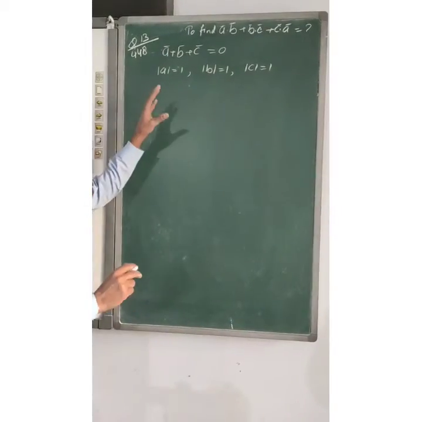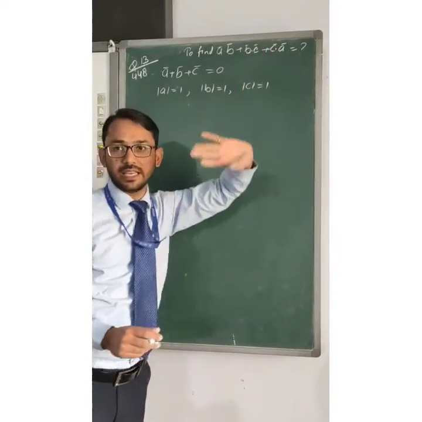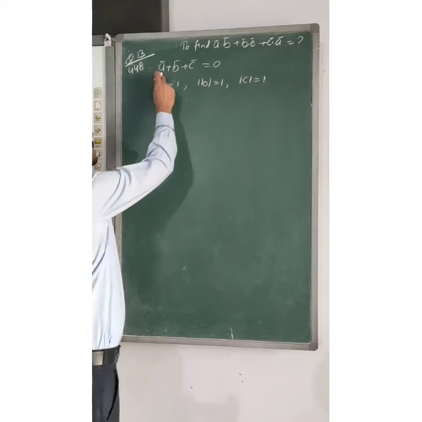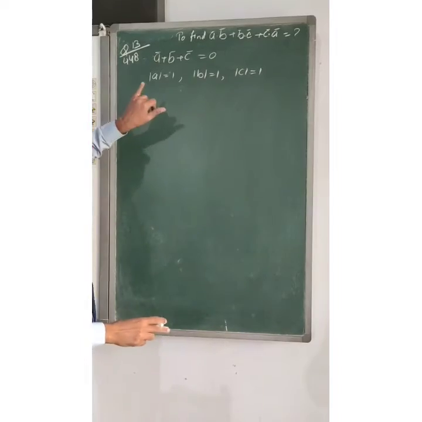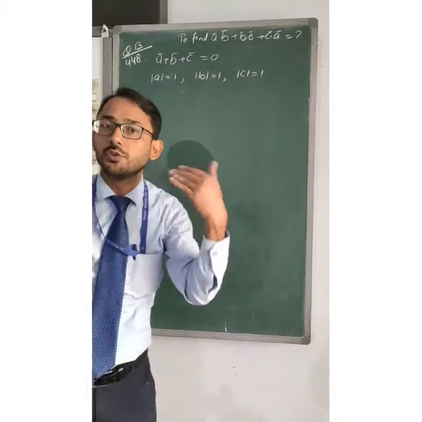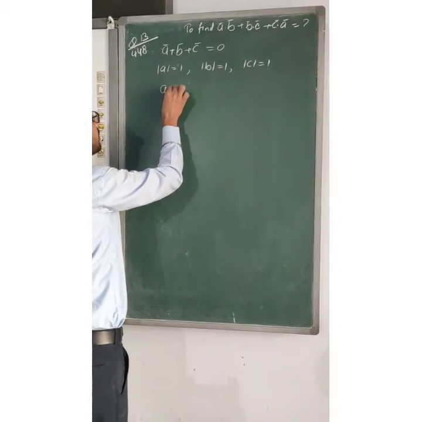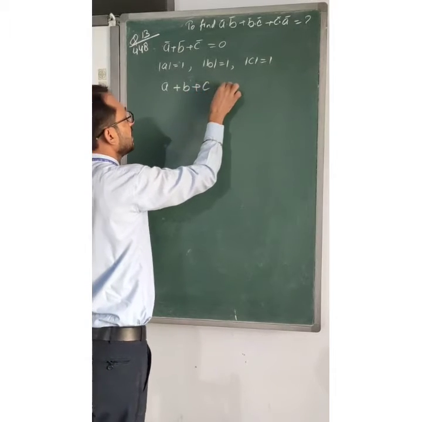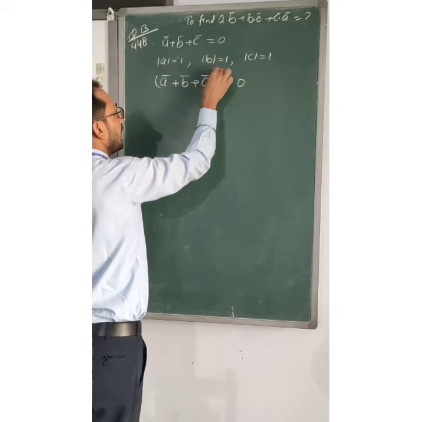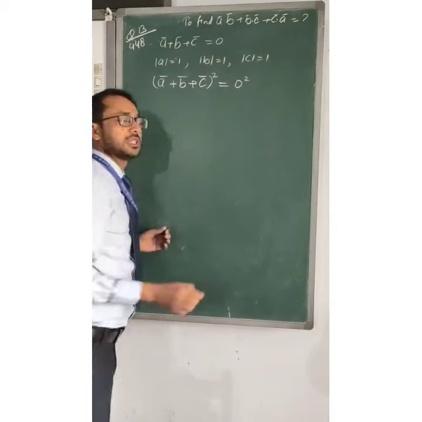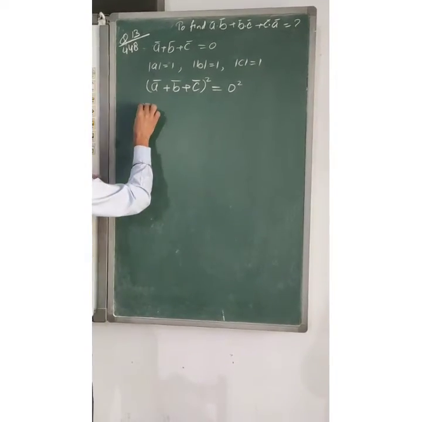Yes, now we need to find the value of A dot B plus B dot C plus C dot A. We have been given vector A plus vector B plus vector C equals 0, and it is also given that A, B, C are unit vectors. We have been given A plus B plus C equals 0. So if I square both sides, there won't be any difference. Now vector square could also be written as vector dot vector.